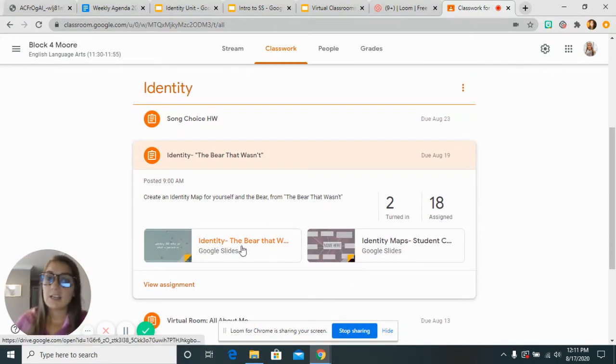The slides presentation that I was just on that has all the instructions and the samples of identity maps is right here. The one that you will edit is student copy. So click on that.